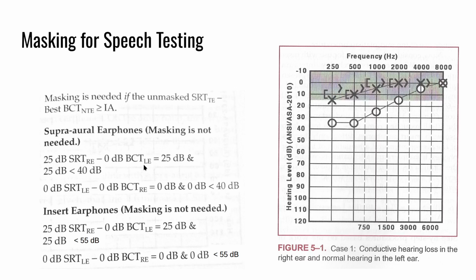Same thing with inserts. If we have a deep insertion on the insert, 25 minus 0 is 25, and 25 is less than 55. Looking at the left ear, 0 minus 0 is 0, which is also less than 55. So no need to mask for SRTs for either transducer in this situation.